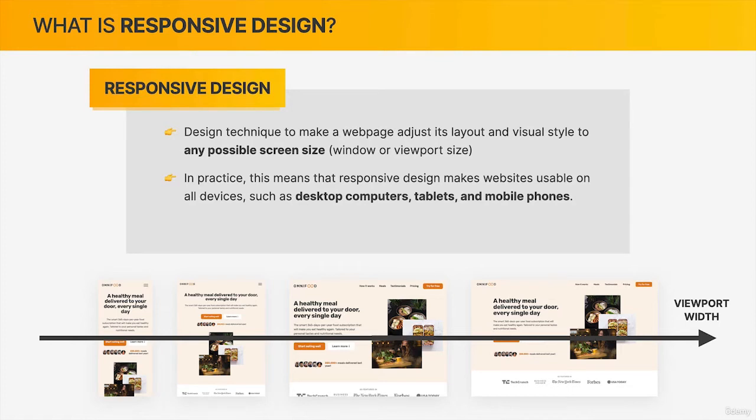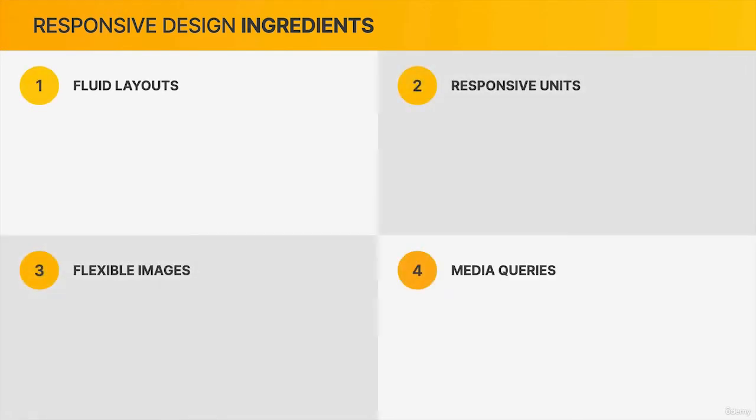Now, it's important to understand that responsive web design is not a separate technology. Instead, it is really just a set of best practices and techniques that we use in our regular CSS. And speaking of this set of best practices and techniques, let's now actually learn about them. So there are essentially 4 big ingredients to responsive design: fluid layouts, responsive units, flexible images, and media queries. Now there might be more, and they might be classified differently, but these are really the big and important ones that you need to know.